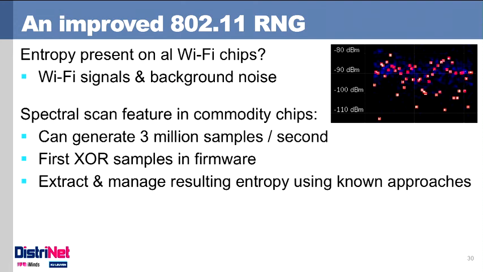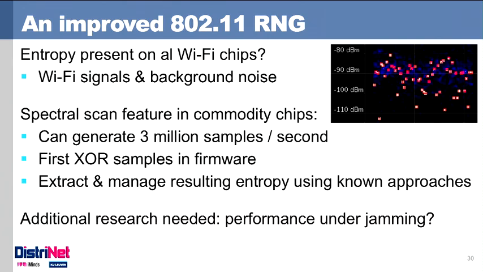The result of this XORed sample is then passed on to the operating system, which can use an existing and proper method to manage this entropy and randomness. So we proposed this method. However, there is still some future work to be performed here. For example, we did not yet investigate how well this random number generator would perform if there is, for example, a jammer present. So that is still something to be investigated.